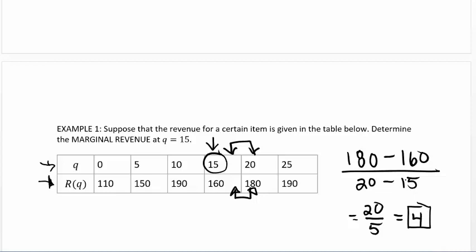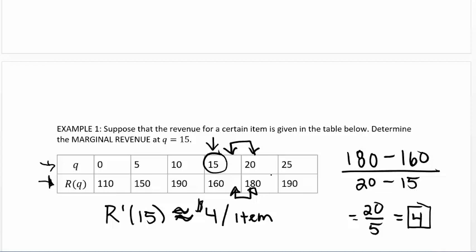So how do I talk about this number 4 and what does it mean? Okay, well, I'm approximating the derivative of revenue at 15. And I can't really say equals, so I'm going to make this a squiggly line. I'm approximating my derivative. And this is going to be $4 per item. Okay, so quantity, Q, I don't know what I'm selling, so I'm just going to call it item.